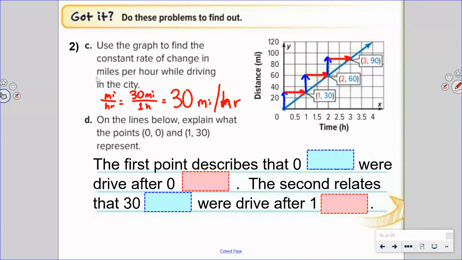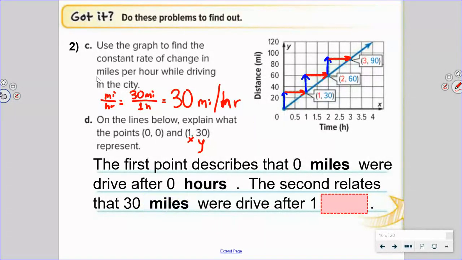Again, let's examine the points 0, 0, and 1, 30. What does 0, 0 mean? Well, 0 miles driven after 0 hours. What about the second one? I almost always start with what we're measuring. So what does that 30 mean? Well, 30 is the y-coordinate. And therefore, we're talking about traveling 30 miles. 30 miles were driven, huh? After 1 hour.